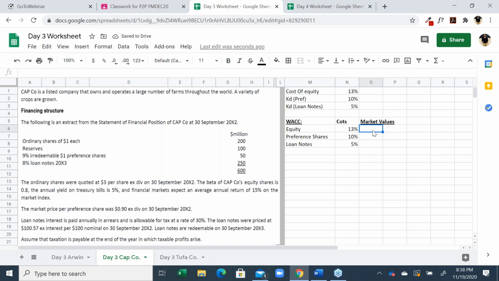So first of all, let's calculate the market value of the equity. The ordinary shares were quoted at 3 per share on 30th December. That's the market price per share. And we have to multiply it by the number of shares. So par value of the share is $1 and the total share capital is 200,000.